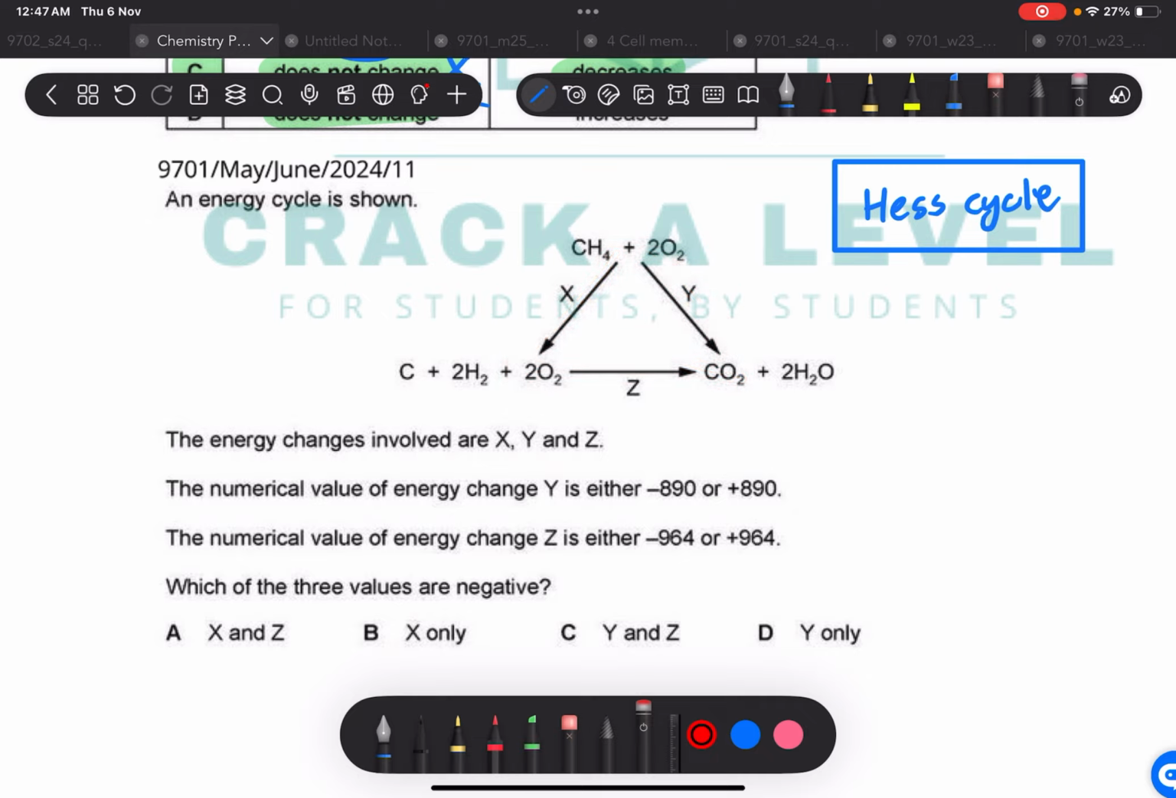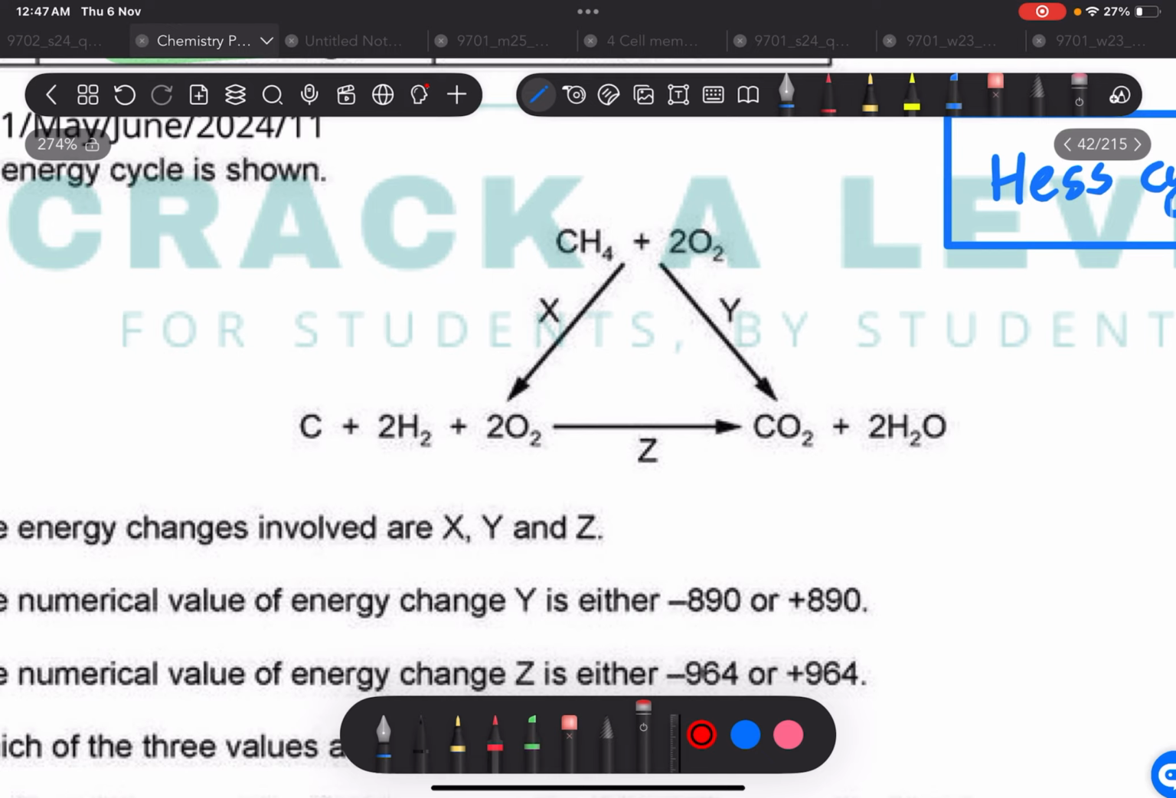The energy changes involved are X, Y, and Z. Okay, so let's analyze each one. What's happening is that we have methane and we've added oxygen to it. What's going to happen when you have methane and add oxygen to it? Obviously, it's going to combust. Combustion is going to happen. And what are the products of combustion? Carbon dioxide and water. Good to go. Now, what's happening over here? This methane is being broken down into its elements, the elements from which it is made: carbon, hydrogen, and oxygen.